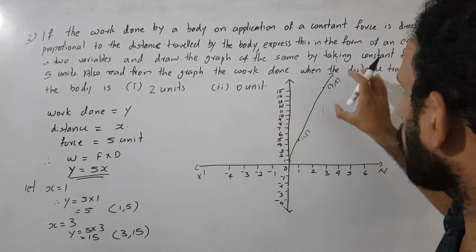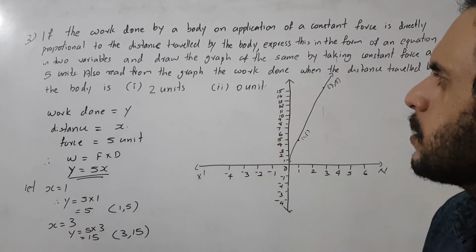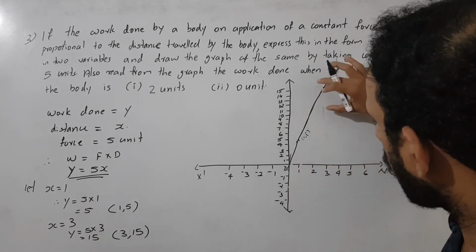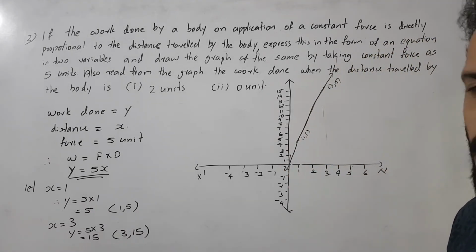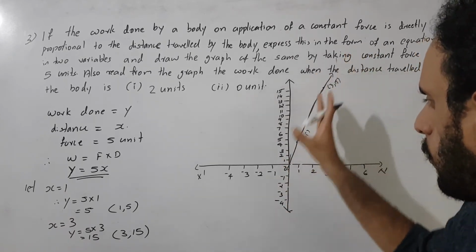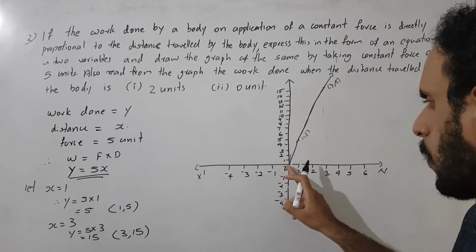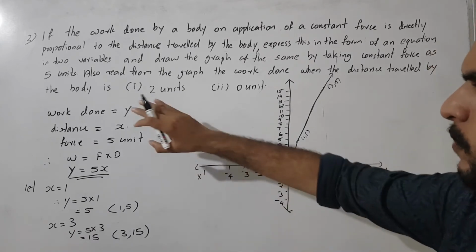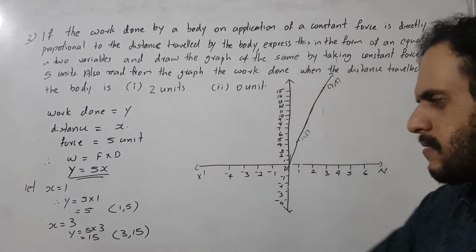We draw the graph of the same equation. Then what is next? From the graph we need to find the answers. Surely the graph must pass through the origin. The graph passes through the origin. If we extend the graph, it surely passes through the origin. Draw the graph, then we have completed one part of the question.